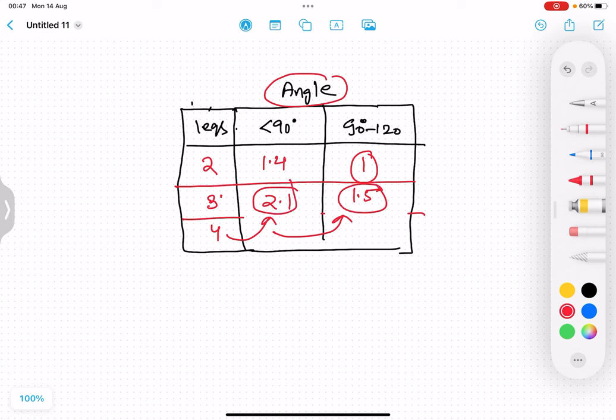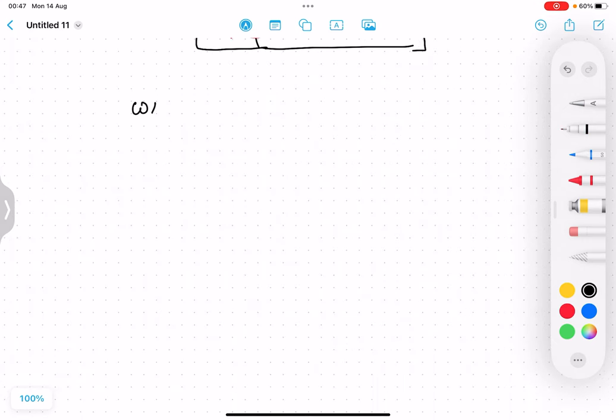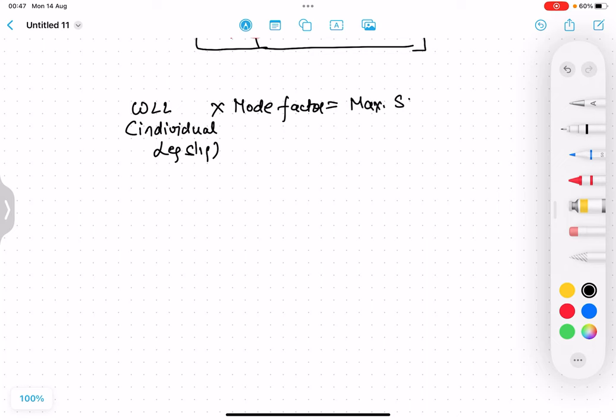Now, how do these mode factors define the WLL? There is a formula for it. The simple formula, which you should try to remember, is: WLL of an individual leg sling, multiplied by the mode factor, is equal to the maximum SWL.